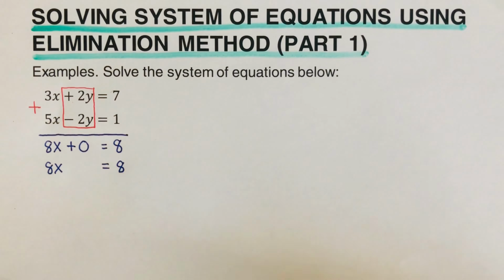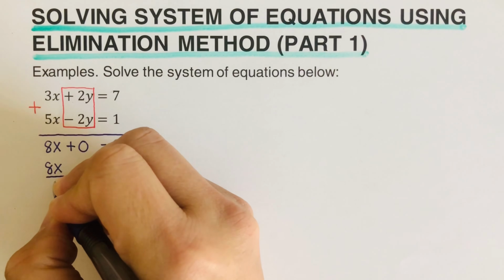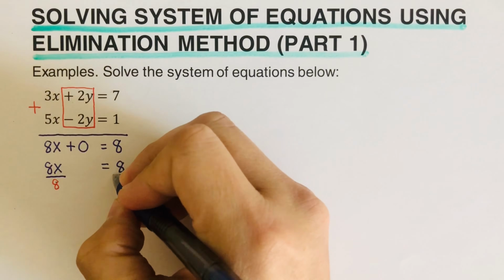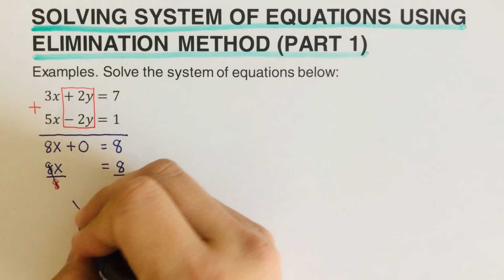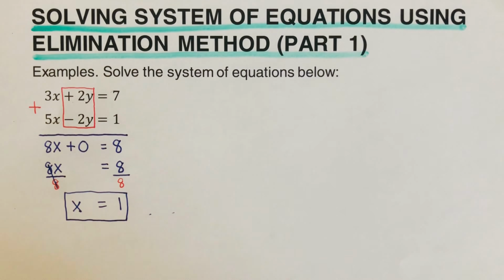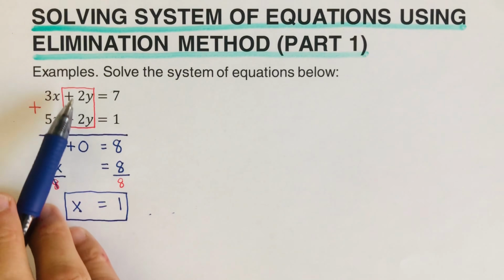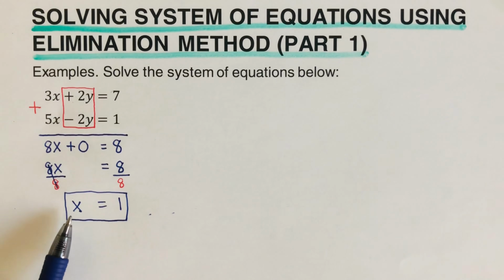So then from here, we can already solve for x, the first variable. We divide this by 8, and we divide the other side by 8. So then we are left with x is equal to 1. So that is the second step. We either add or subtract, but in this case, we added because the coefficients are opposite. After we add, we solve. So in this case, we have x is 1.